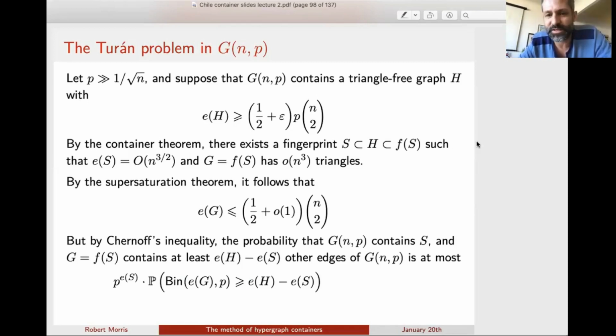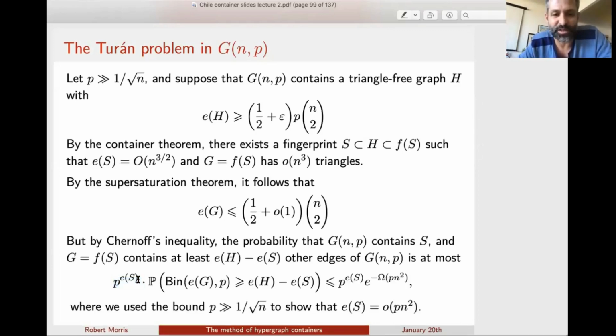So first, we know that S is contained in H and H is contained in G(n,p). So S is contained in G(n,p), and that gives us a factor of p to the e(S). And we also know that H is contained in G, the container, so G is F of S, and in G(n,p). That means that G(n,p) intersect G has many edges. So its distribution is binomial e(G), p.